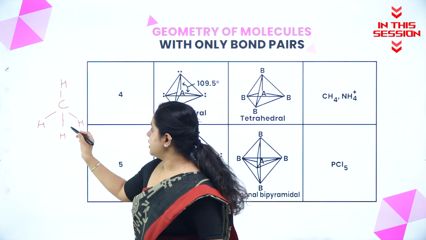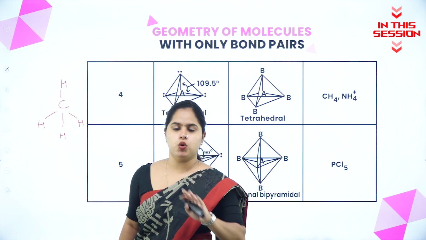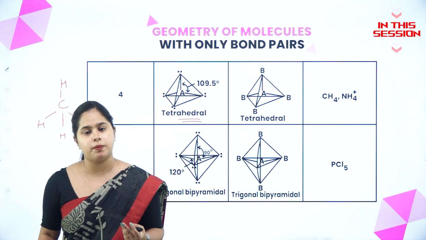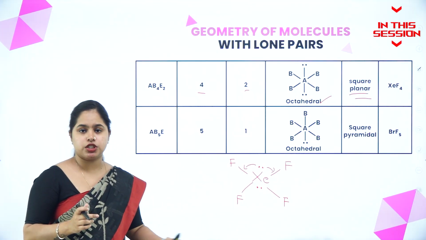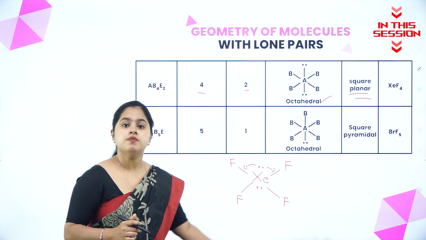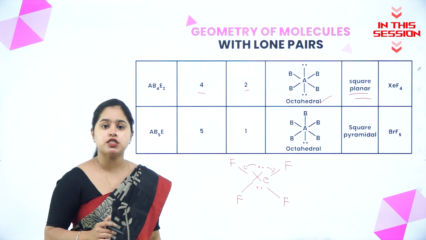CH4. As you can see here, there are 4 bond pairs and no lone pairs. So, the total number of electron pairs is 4. Due to the repulsions which is happening here, now the shape that they attain is called as square planar.